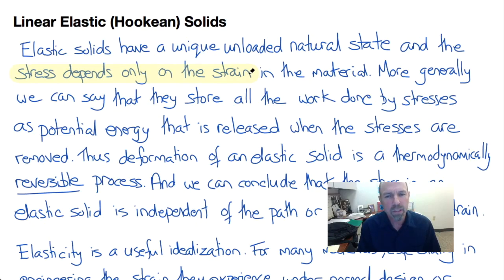More generally, as a result of this, we can say that elastic solids store all the work that's done by the stresses in deforming them as potential energy, or sometimes we call it strain energy. And this energy is released when the stresses are removed. Thus, the deformation of an elastic solid is a thermodynamically reversible process.